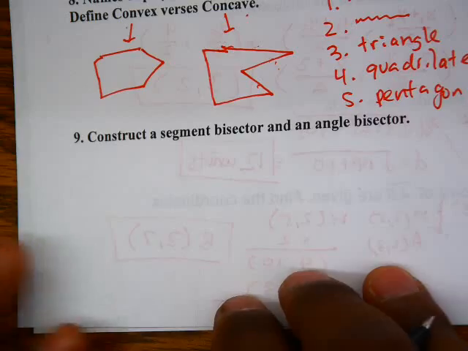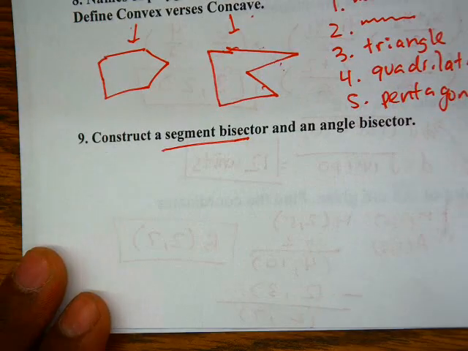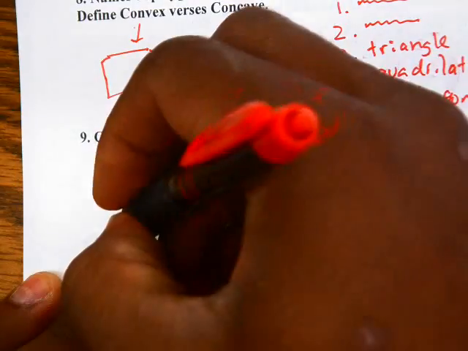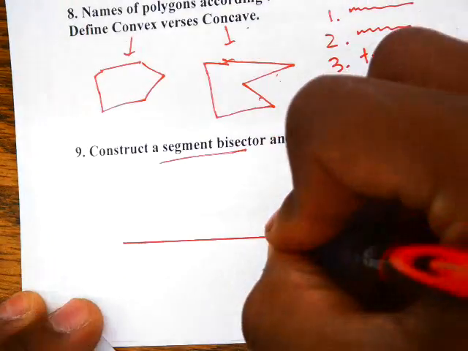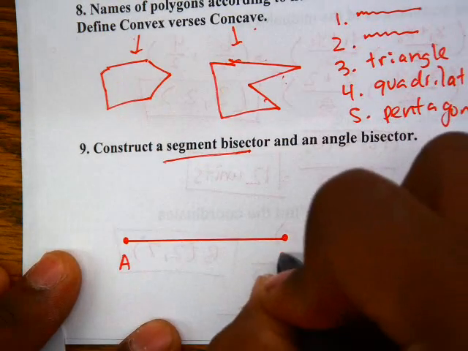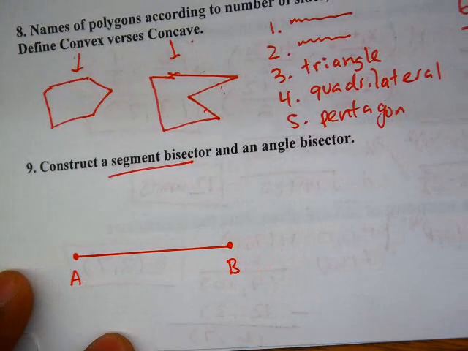Number 9, it says construct a segment bisector. That means I need to take a segment and cut it in half. And an angle bisector, which means I need to take an angle and cut it in half. So let's start with the segment bisector. Here's AB. I need to bisect that. I need to cut that in half.